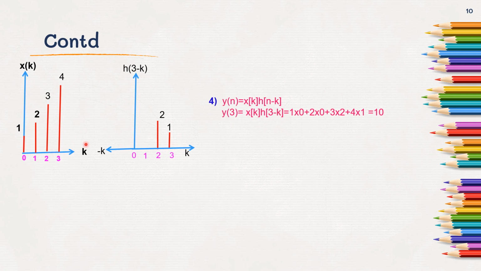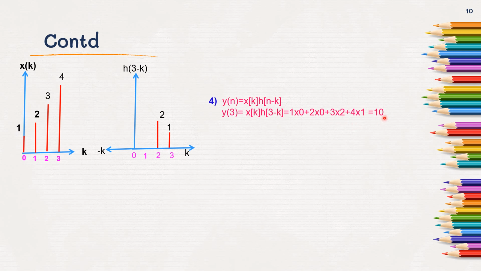Now look into the two diagrams. Where is the overlap? Overlap is at 2 and overlap is at 3. So which means that it is 3 into 2 plus 4 into 1. Now in other places, though x of k exists, there is no value for h of 3 minus k. So that is why it's 1 into 0 plus 2 into 0. So overlap is only in this area. So we get 10, right?